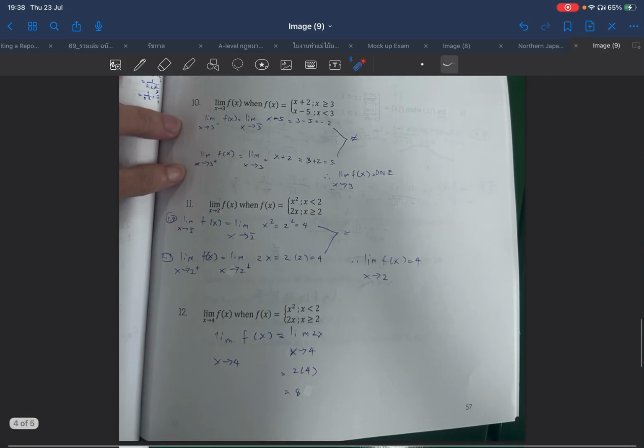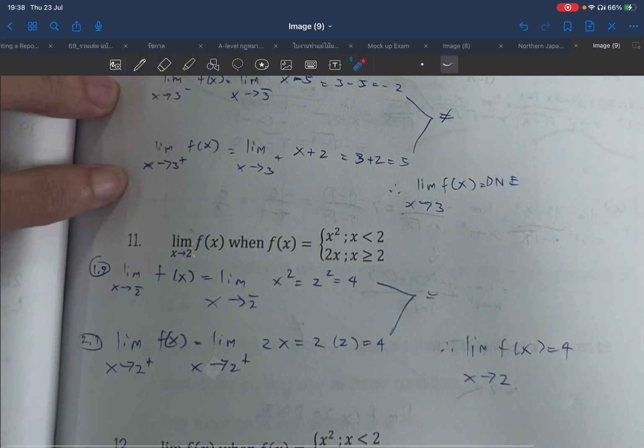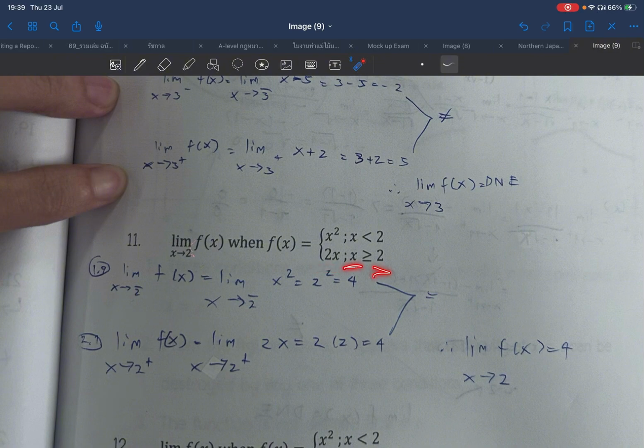Number 11. So the limit of f(x) as x approaches 2, where f(x) is x power of 2 for x more than 2, and 2x for x less than 2. Left-hand limit, substitute x equals 2 into x power of 2 to get 2 power of 2 equals 4. And our right-hand limit, substitute x equals 2 into 2x to get 2 times 2 equals 4.